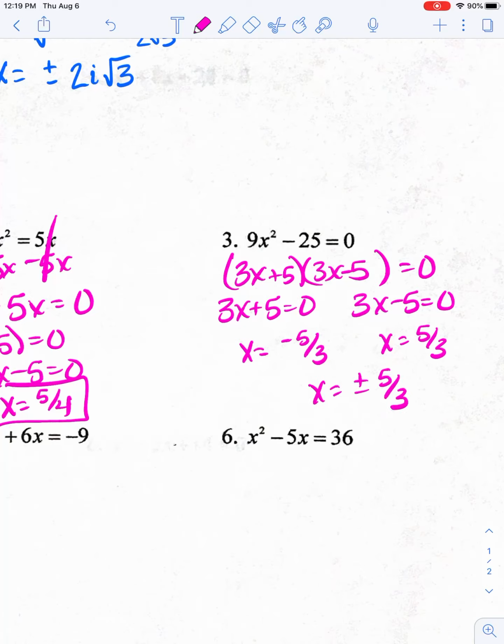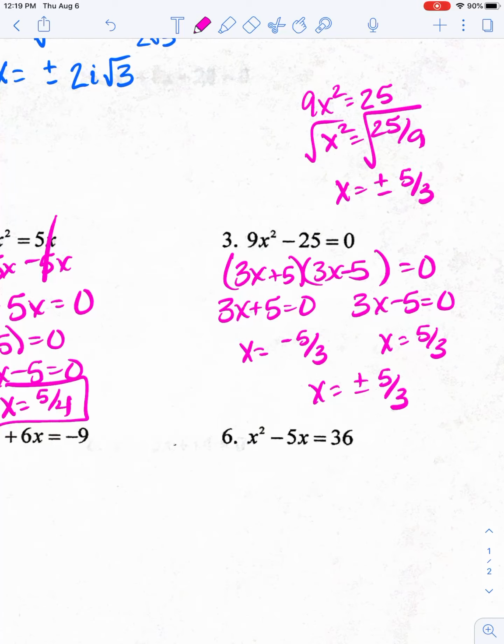So this answer you can see written as plus or minus 5/3, which should make you think of the previous method we did, which was roots. And on number 3, I totally could have done it that way. If I added the 25 over, divided by 9, and then rooted both sides, I could get plus or minus 5/3.